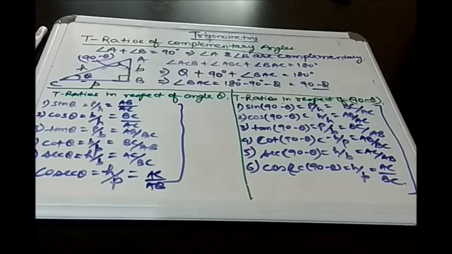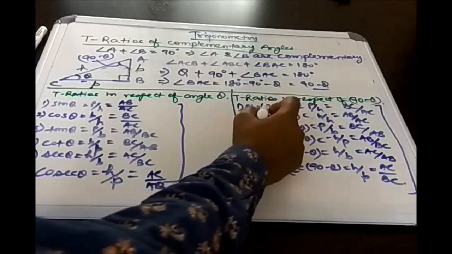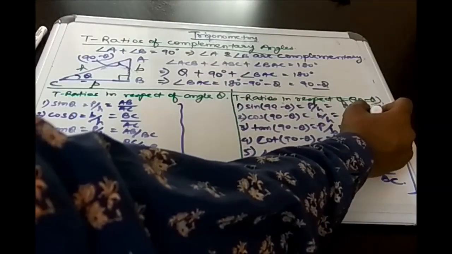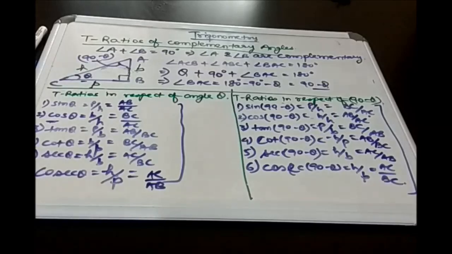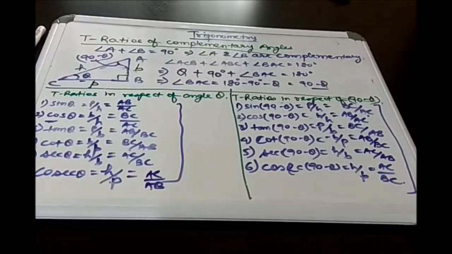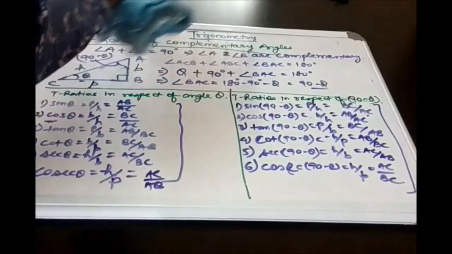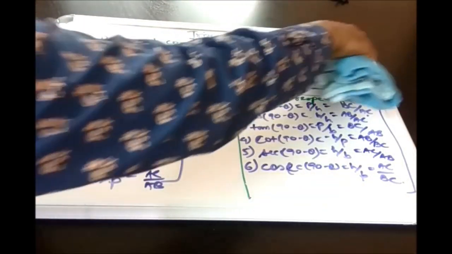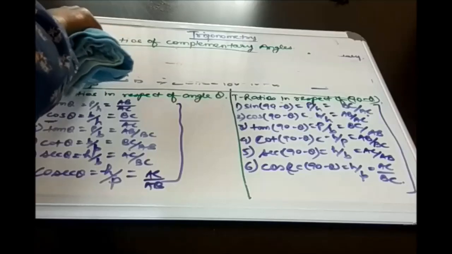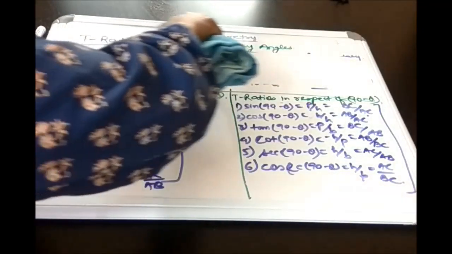If you do that, you will see that sine 90 minus theta, that is BC by AC, is equal to cos theta. So we have just now seen the relationship of the complementary angles. So I will be erasing this part. Here we will be writing the relationships. If you have not noted down, you can always go back to the video, pause it and note it down.